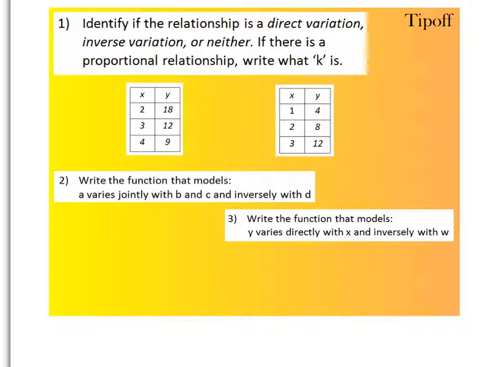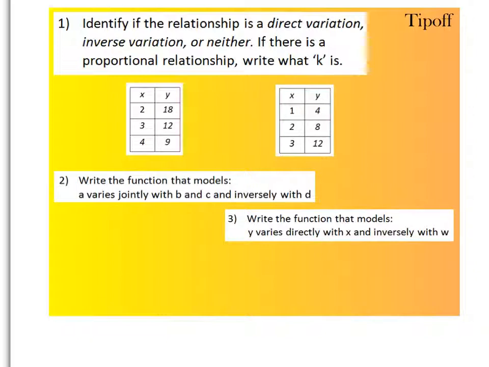Direct means that if you divide y by x, they would equal the same thing. Inverse means if you multiply x times y, they would equal the same thing. Neither means neither of that would happen. Now to start cluing you in, direct means that x and y both go up or both go down, so they do the same thing. Inverse means one goes up and one goes down.